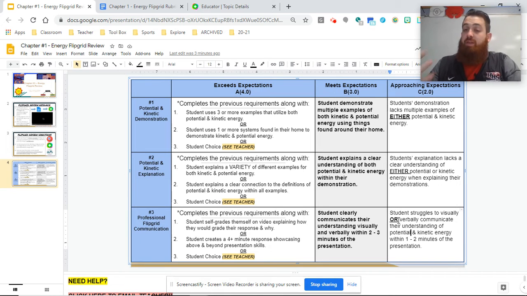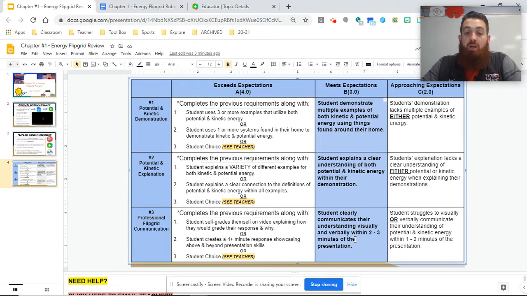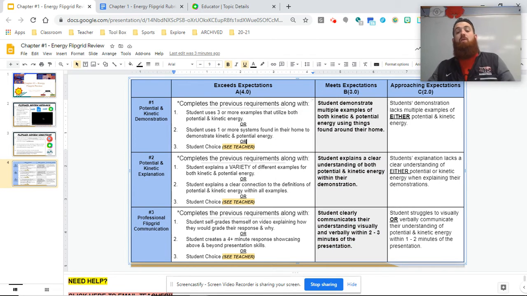So if you take everything we've learned in Amplify and apply it to this Flipgrid assignment, you'll be in the meets. Let's go ahead and talk about the exceeds. In order to get an A on this assignment, you have to take what we've learned to the next level. So applying this information or utilizing additional information to help improve the overall quality of each of these components.